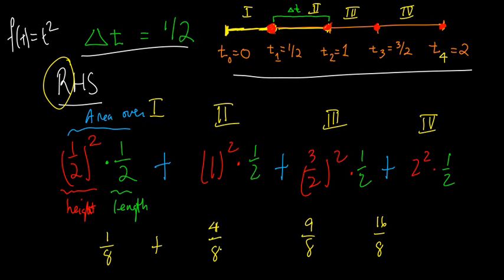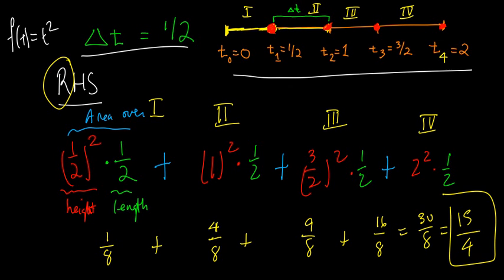So we add all of these numbers up together. 1 plus 4 plus 9, that's going to be 14. 14 plus 16 is 30. So we get 30 over 8, but let's simplify that so we get 15 over 4. There is the right-hand sum. Okay, there's the right-hand Riemann sum for the integral 0 to 2 of t squared.